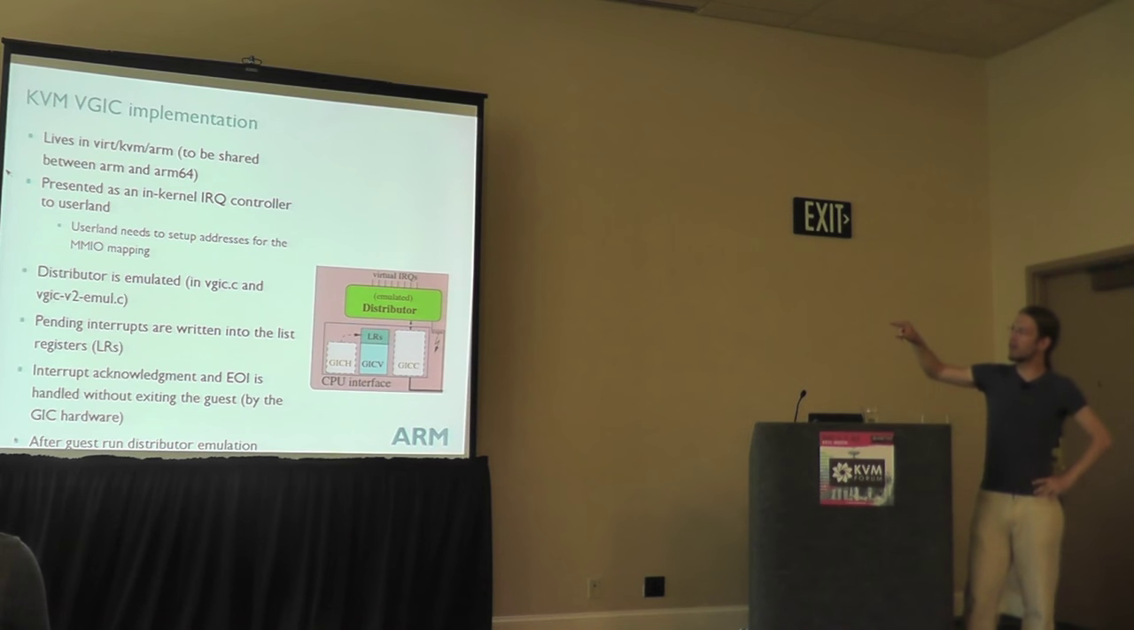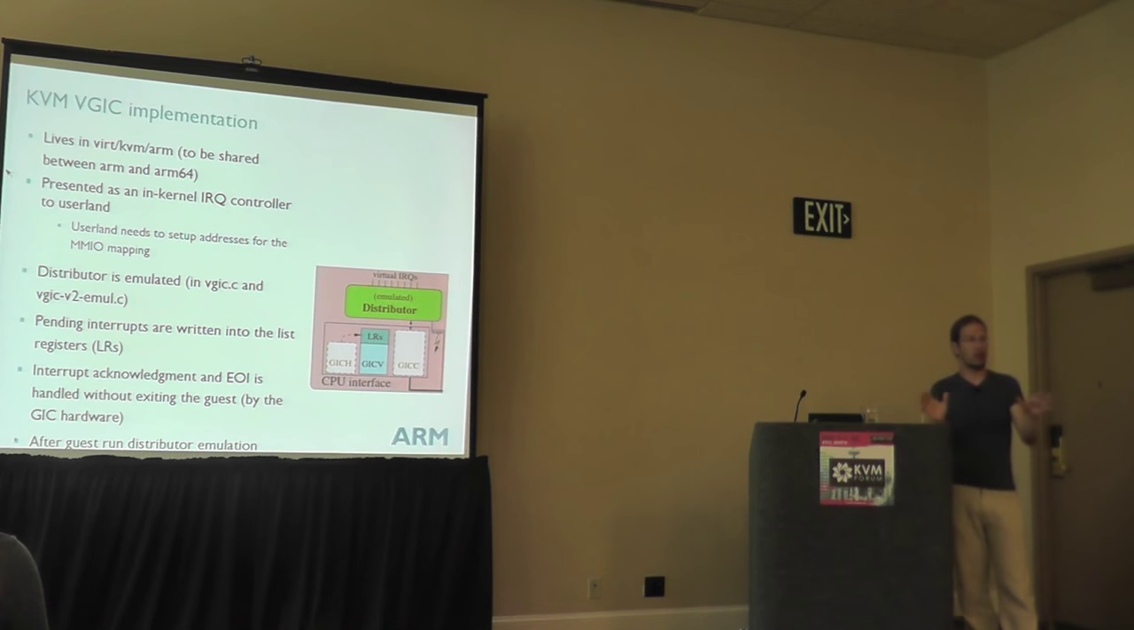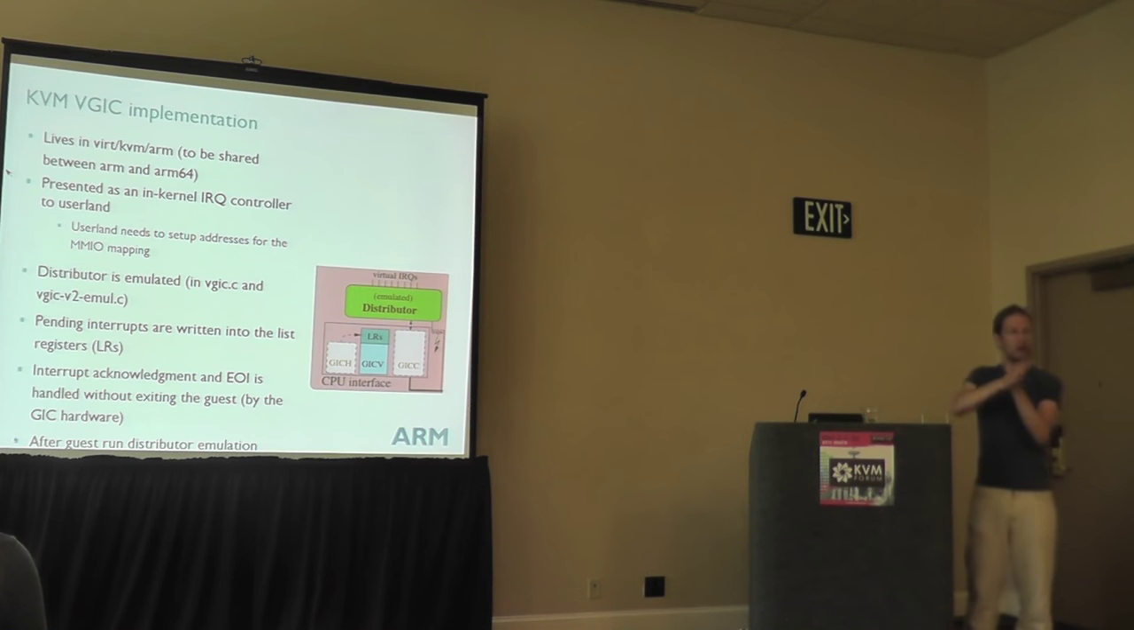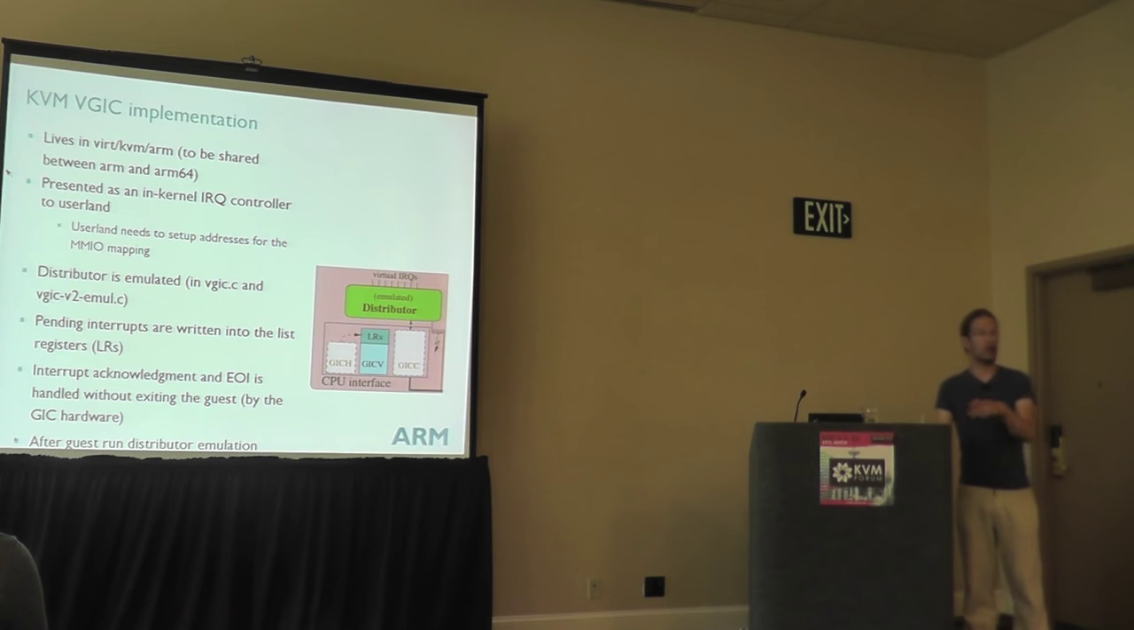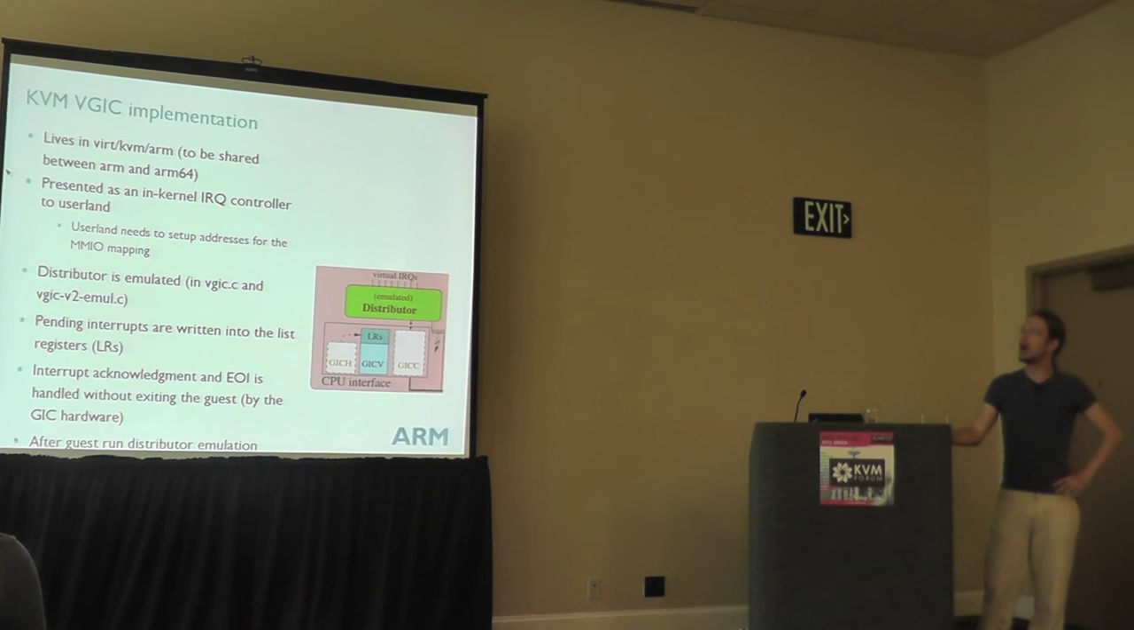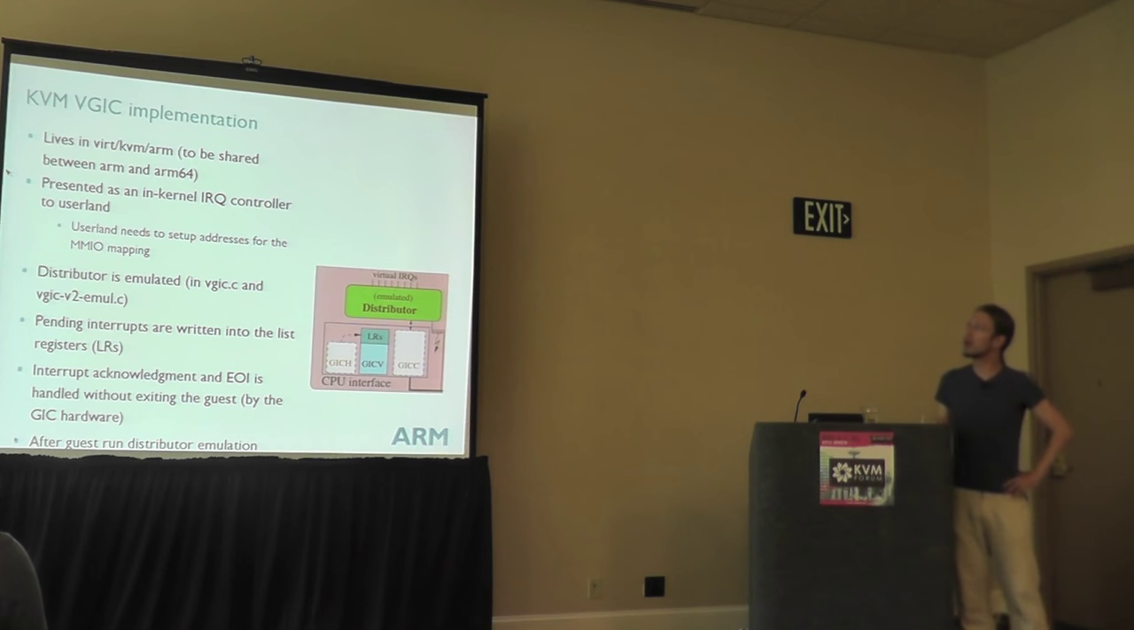The distributor itself is totally emulated because it's totally separate from the host. There's a totally different set of devices, and you don't want the guest to deal with host interrupts. So that's why it's totally emulated on every access. We trap this and handle it in kernel emulation code. So we use the KVM in-kernel IRQ controller machinery, like the in-kernel APIC that we have on x86. We use something along those lines to have most of the code in the kernel so that we don't need to go to user land to deal with interrupts.